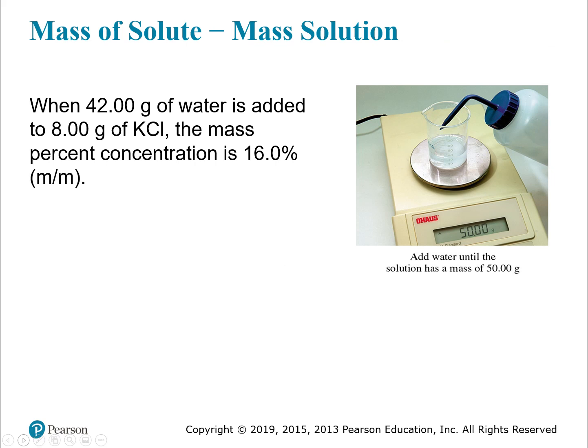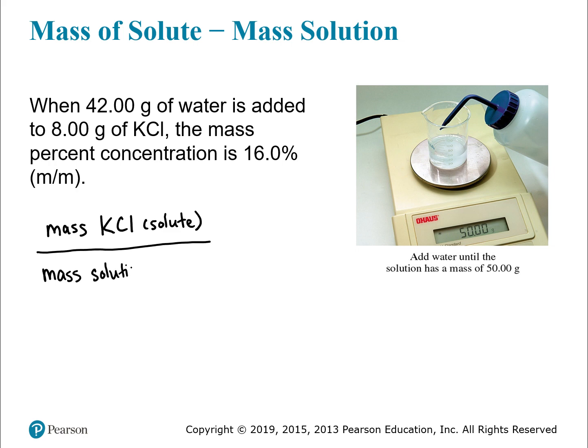So let's practice. When 42 grams of water is added to 8 grams of KCl, the mass percent concentration is 16%. How do we get there? We have to take the mass of the solute and divide that by the mass of the solution, which in this case is the KCl plus the water. And you multiply it by 100%.